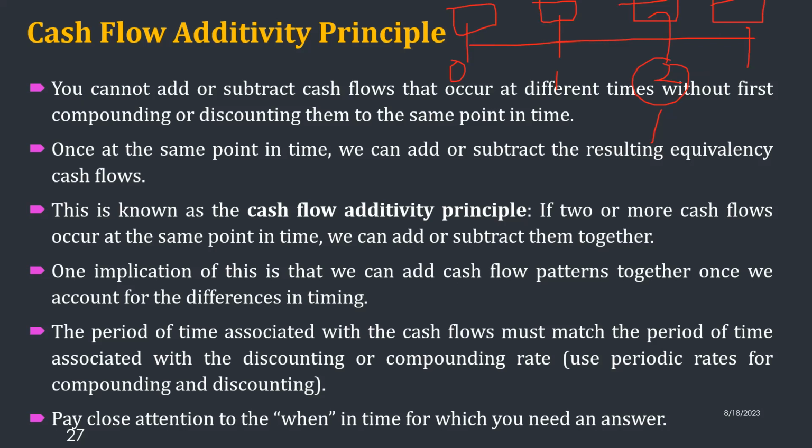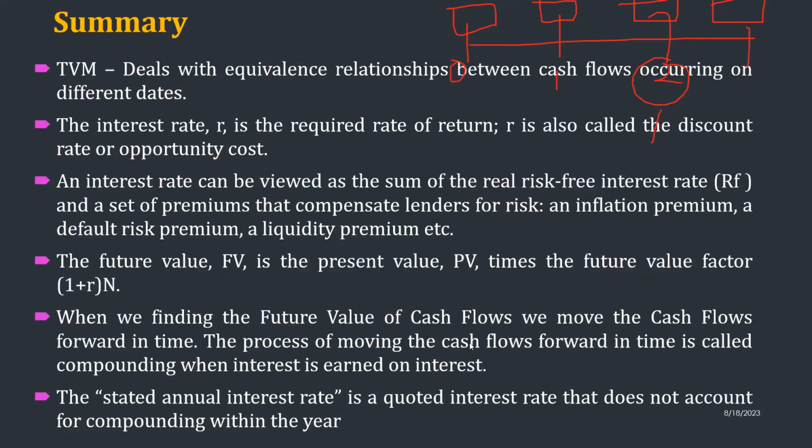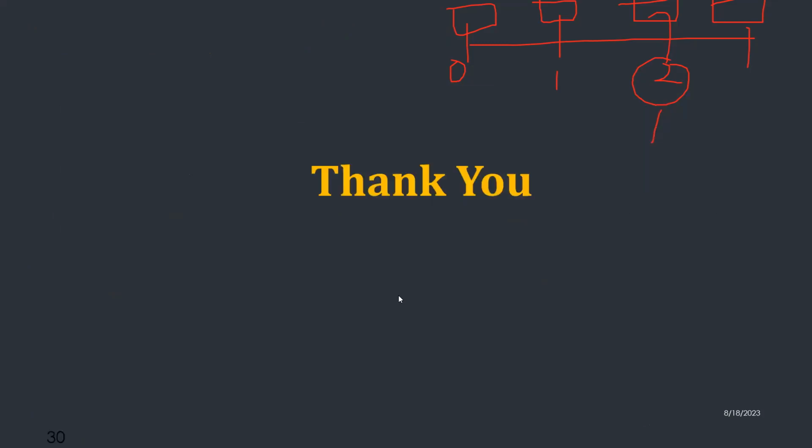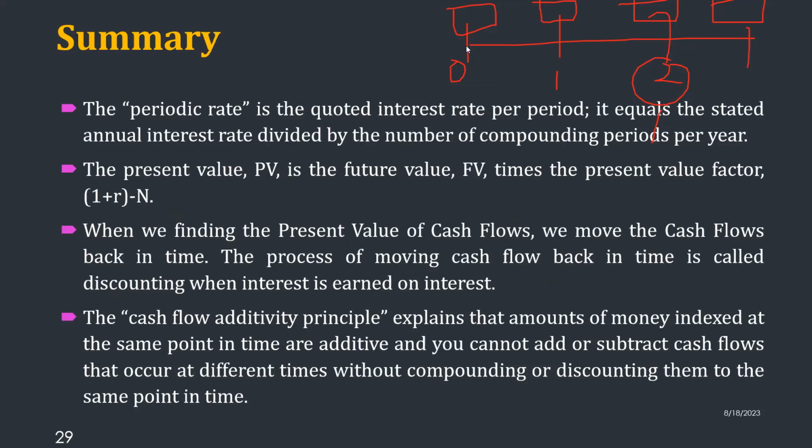If you want to add the cash flows, you need to take those cash flows into the same time period. Once those cash flows are in the same time period, we can add or subtract them, resulting in the equivalence of cash flows. That is known as the cash additivity principle. And this is a summary of all the things that I have explained to you, and that ends the second lesson, which is the time value of money.